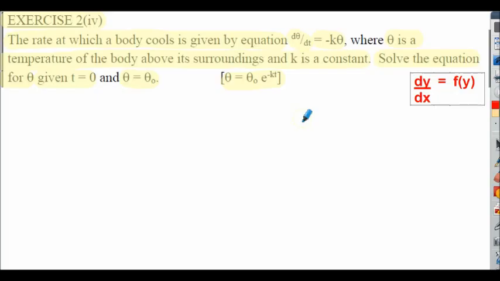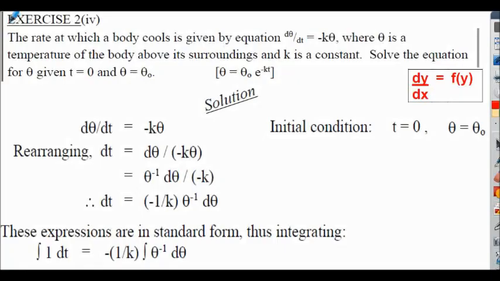If you think you can attempt exercise 2 part 4 without further assistance, I would encourage you to stop the presentation and do so. The full worked solution is shown on the following slides. So here's exercise 2 part 4, commencement of the solution. We're given that d theta divided by dt is equal to negative k theta.